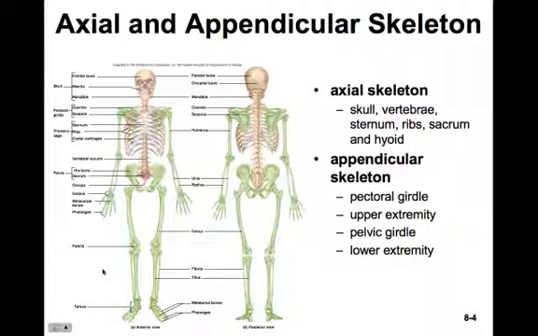Here's a look at the appendicular and axial skeleton. You can see the axial skeleton highlighted in more of a yellow color here, and you can see the appendicular skeleton is highlighted in green.